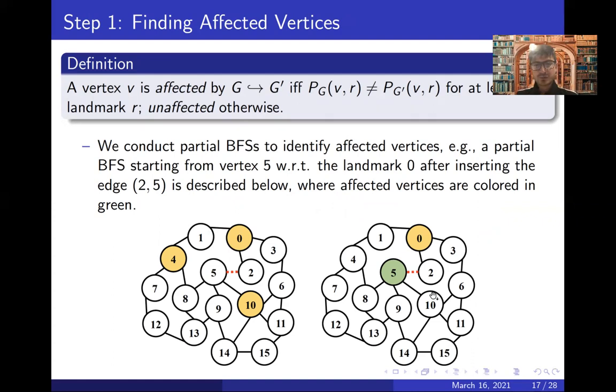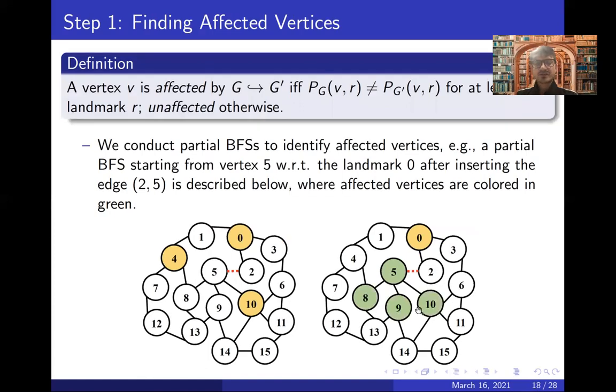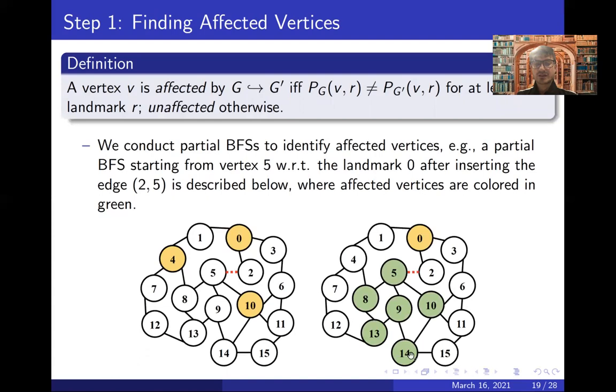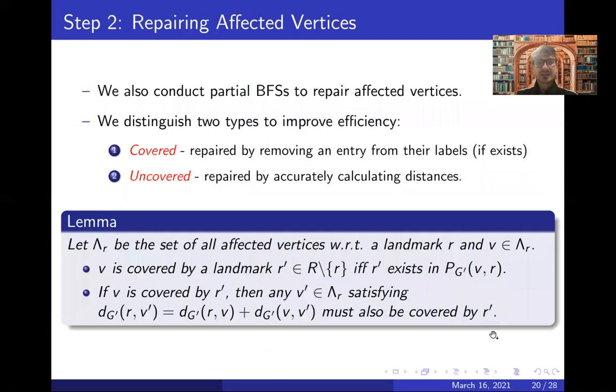So we jump to vertex 5, which is the first affected vertex. Then from vertex 5, we find 3 vertices, 8, 9, 10, that are affected. And from those 3 vertices, we find 2 other affected vertices, 3 and 14. After finding all the affected vertices, we conduct partial BFSs to repair them. During the repair process, we distinguish 2 types of vertices to improve efficiency. The first one is covered and the other one is uncovered. The covered vertices are those which have other landmarks in their shortest paths to the root landmark.